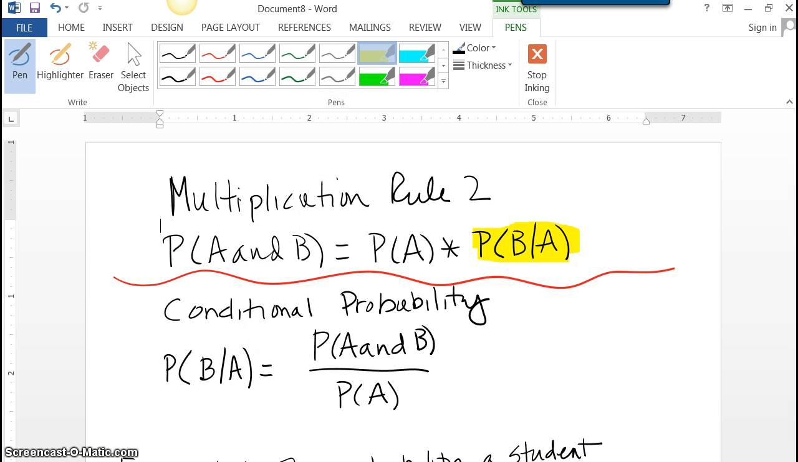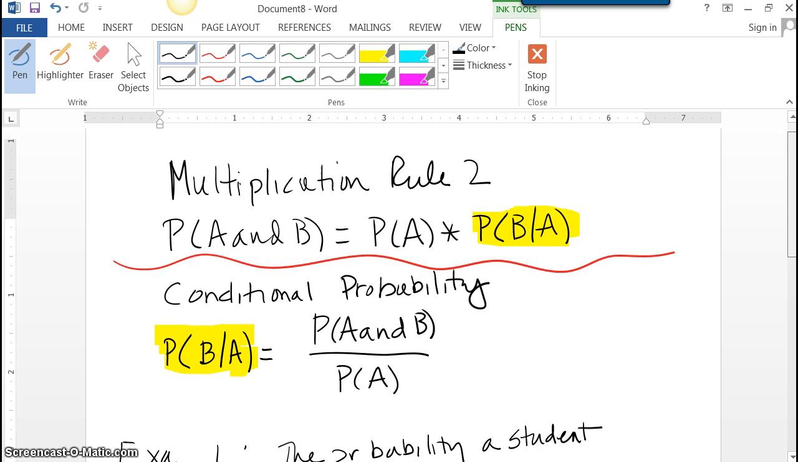So all we're doing is putting this rule in the front, and then we're doing some algebra so that we have the probability of A and B in the numerator, and then the probability of A, the event that has occurred, in the denominator. So here's an example of this.